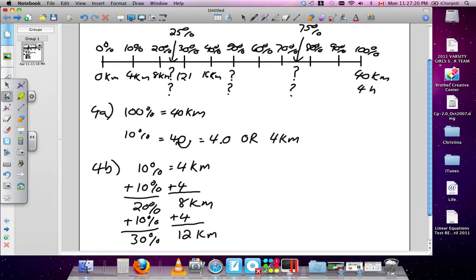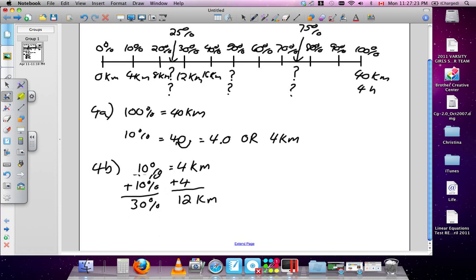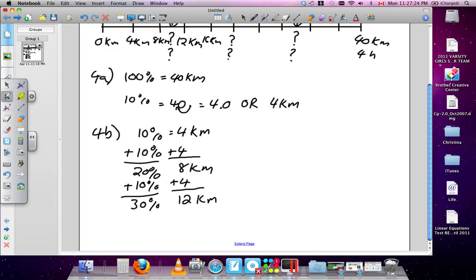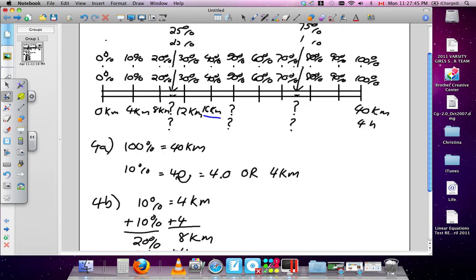And finally, if we add one more 10% to 30, we would get 40%. And look at that. We add 4 kilometers to 12. That gives us what? 16 kilometers, which is exactly what they've given us here in our number line. If we look back up at the top, 40 was equal to 16 kilometers.